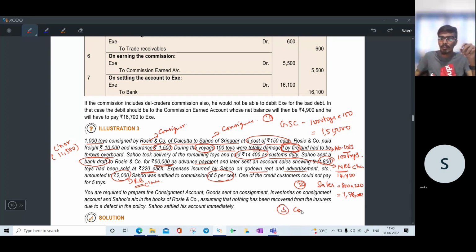This 5% is on sale. Your working note 3 will open: commission account. Commission is equal to 5% of 1,76,000. How much? 5% of 1,76,000 will give 8,800. Okay, it is the ordinary commission. Okay, next.